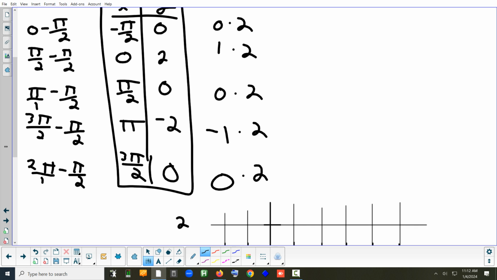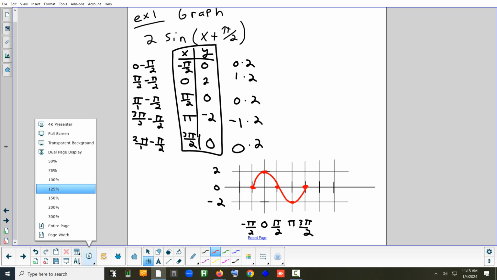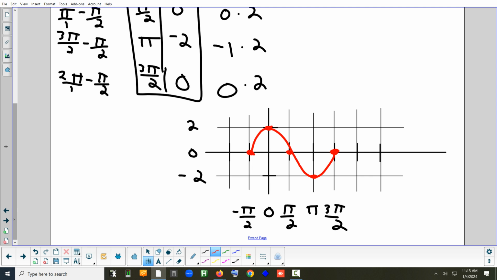All right, let's graph them. Okay, so negative pi over 2, we are at 0. At 0, you're going to go up to 2. Pi over 2, back to 0. Pi, you're going to go down 2. And 3 pi over 2, back to 0. And there's your graph. Now, it doesn't look any taller than a normal graph. How come? Because I scaled it. I went by 2, so that's why it doesn't look taller. But you can tell it's been shifted to the left.